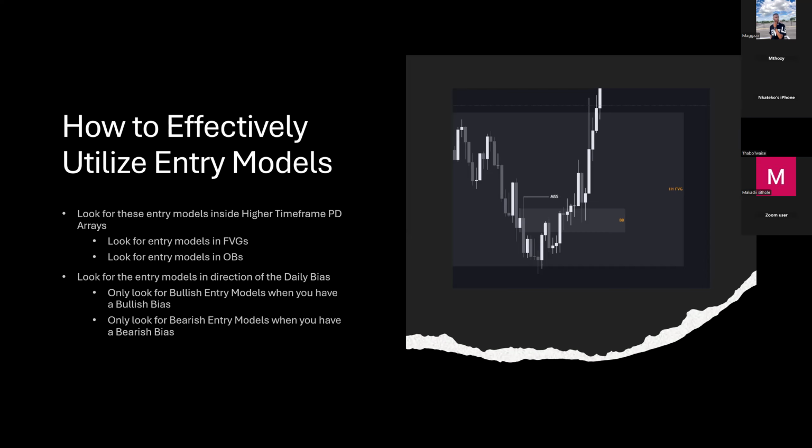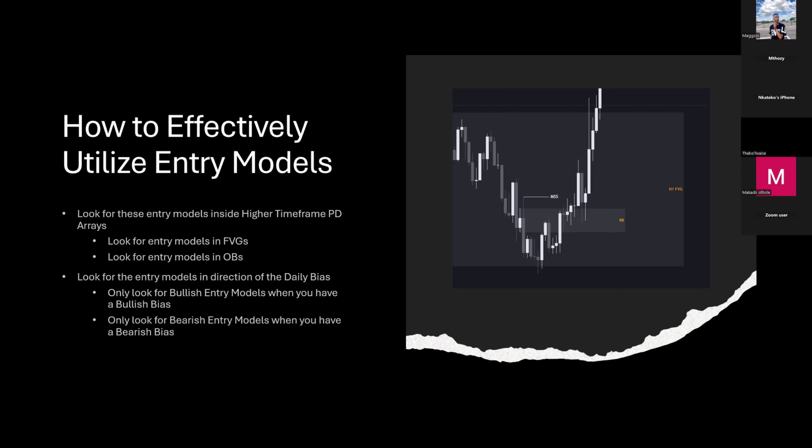You should also look for these entry models in the direction of your daily buys. So if, for example, on the daily time frame you are bullish, you shouldn't take a 1 hour bearish setup because that doesn't align with your daily buys. Only look for bullish entry models when you have a bullish bias, and only look for bearish entry models when you have a bearish bias. This makes sure that you are always trading in the right direction and all of your time frames are saying one thing. You're not in a situation where you are bullish here and bearish there and bullish on the other time frame. That's what makes time frame alignment so important in entering the market with these entry models.